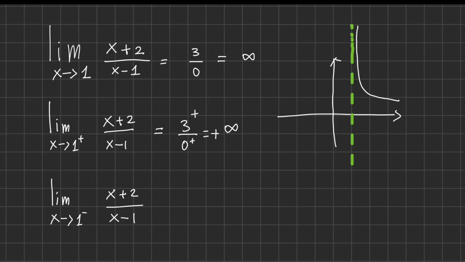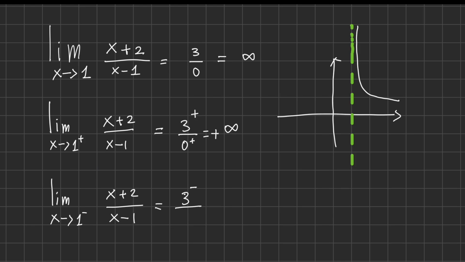So it's going to plus infinity. Now let's go from the left hand side. So we are approaching 1 from this side. Well, now in the numerator we are going to have 1 minus plus 2, which is something a bit smaller than 3. So it's going to be 3 minus, divided by, now x is slightly smaller than 1.